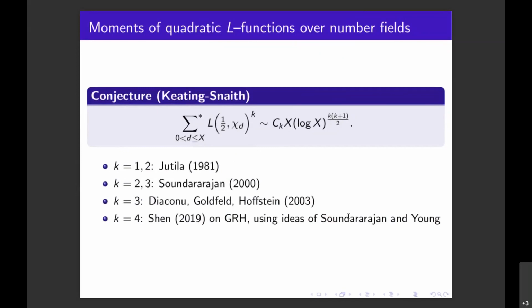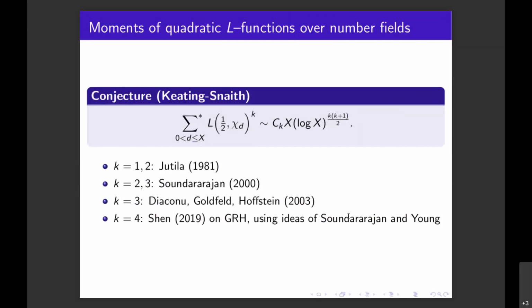And then Keating and Snaith had the idea of using random matrices to model these L-functions, and they predicted the precise value of c_k. It turns out that computing moments is usually difficult, and we can't compute too many of them. For the quadratic L-functions, the first two moments were computed in the 80s by Jutila. Later, in the 2000s, Soundararajan computed the cubic moment, and he also improved Jutila's result on the second moment. He obtained some lower order terms.